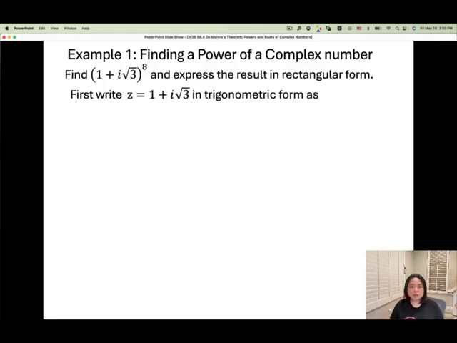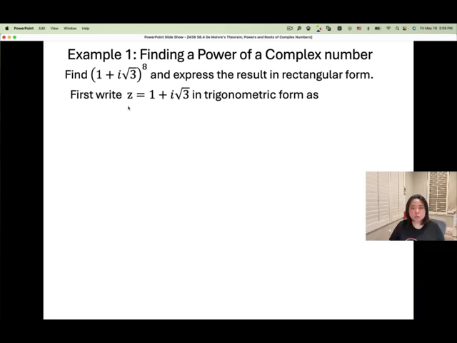Example 1. Find this complex number to the power of 8 and express the result in rectangular form. So the final answer has to go back to x plus yi. First, write this complex number in trigonometric form. We find r, the modulus. Your x is equal to 1, your y is equal to square root of 3. Plug it in: 1 plus 3 under a square root of 4, so r is equal to 2.